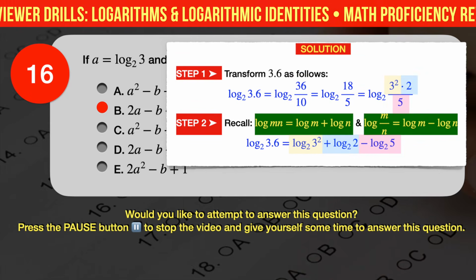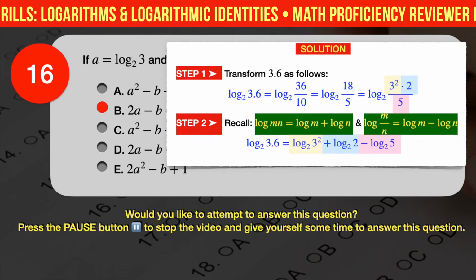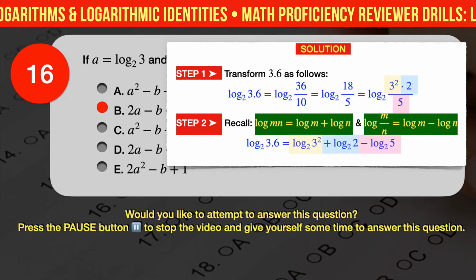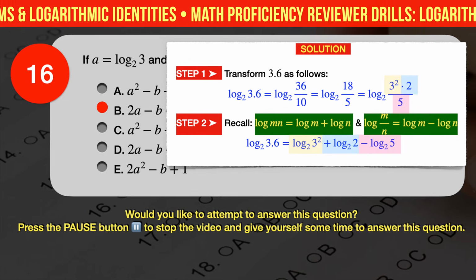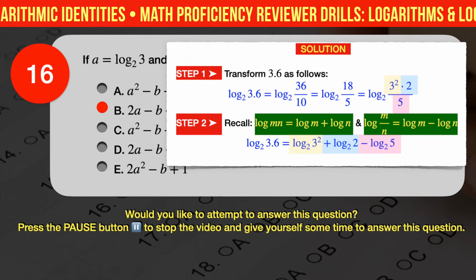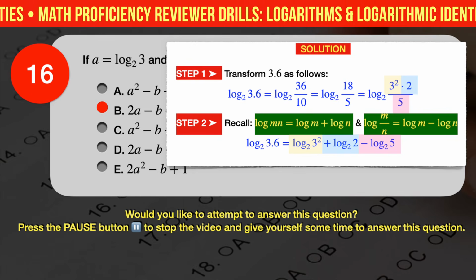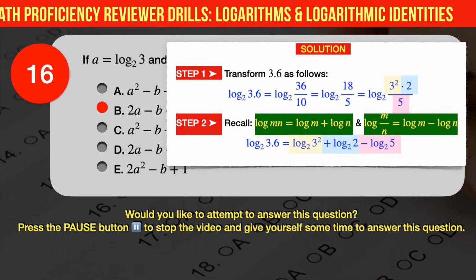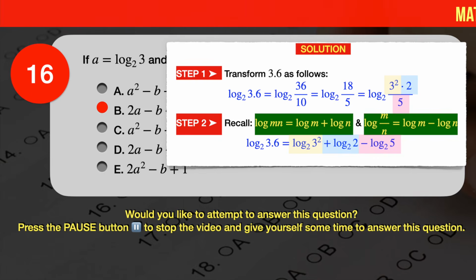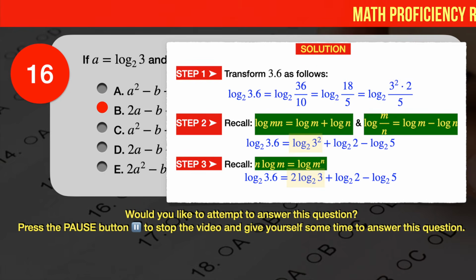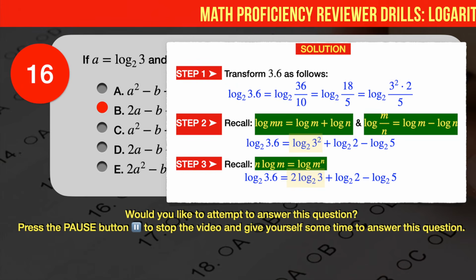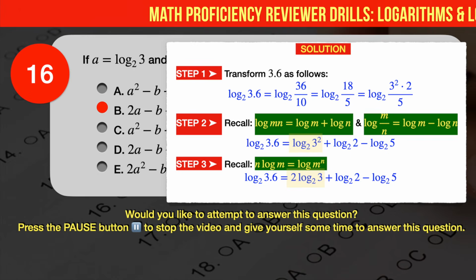Step 2, recall our logarithmic identities, specifically the product rule and the quotient rule. We can simultaneously apply the product and quotient rules to logarithm base 2 of the quantity 3 squared times 2 over 5, and express it as logarithm base 2 of 3 squared, plus logarithm base 2 of 2, minus logarithm base 2 of 5. Step 3, recalling the logarithmic identity, n logarithm of m equals logarithm of m raised to n, we can rewrite the first term as 2 logarithm base 2 of 3.